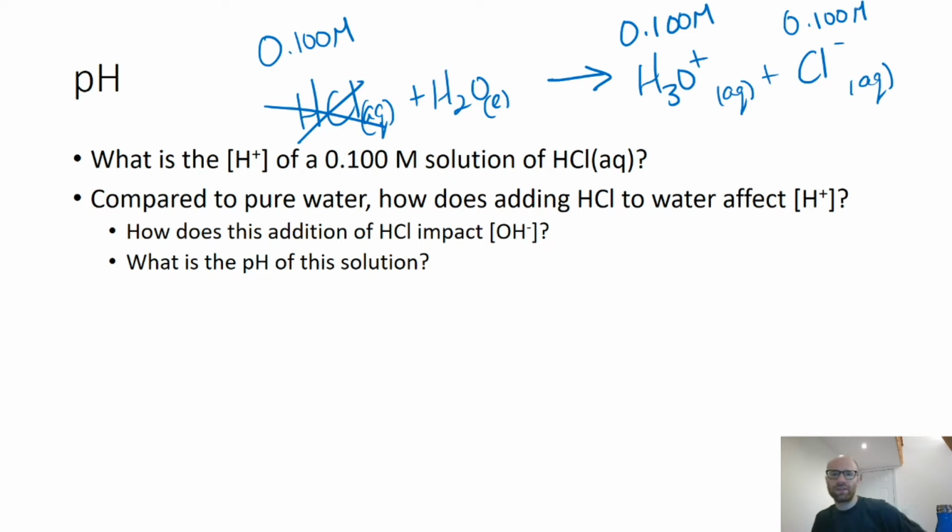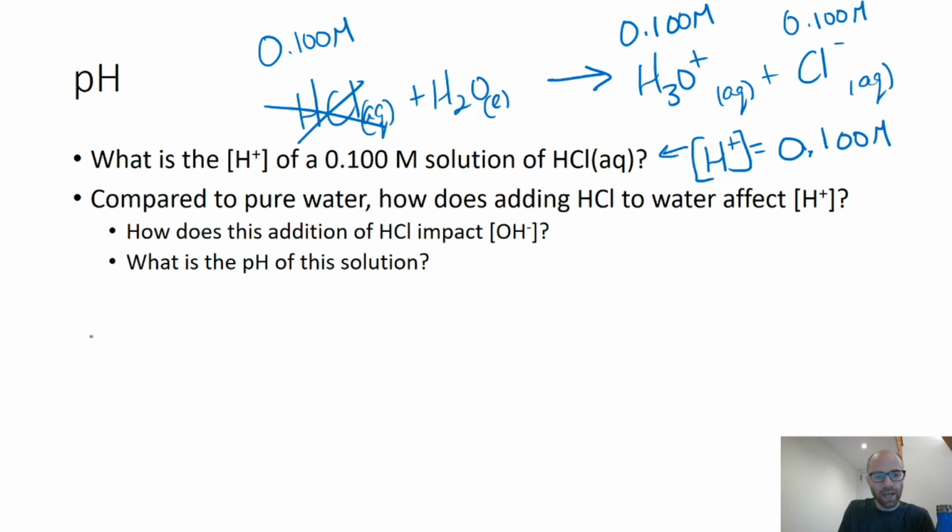I think we've talked about this with moles in general. 1 mole of sodium chloride contains 1 mole of sodium and 1 mole of chloride. So a 0.1 molar solution of HCl would be 0.1 molar H plus and 0.1 molar Cl minus. So in this solution, the hydronium ion concentration is 0.100 molar. Don't forget, we had this reaction.